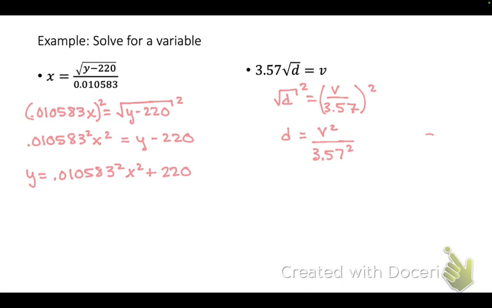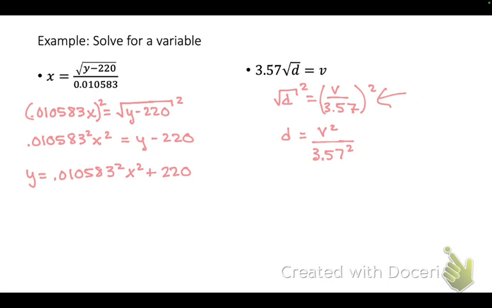Can't you put parentheses around it? Yes. You could leave it like this, but when you have a variable, that looks funny to me. Because you can't do that division, but I can square 3.57 with a calculator. So I don't like it.